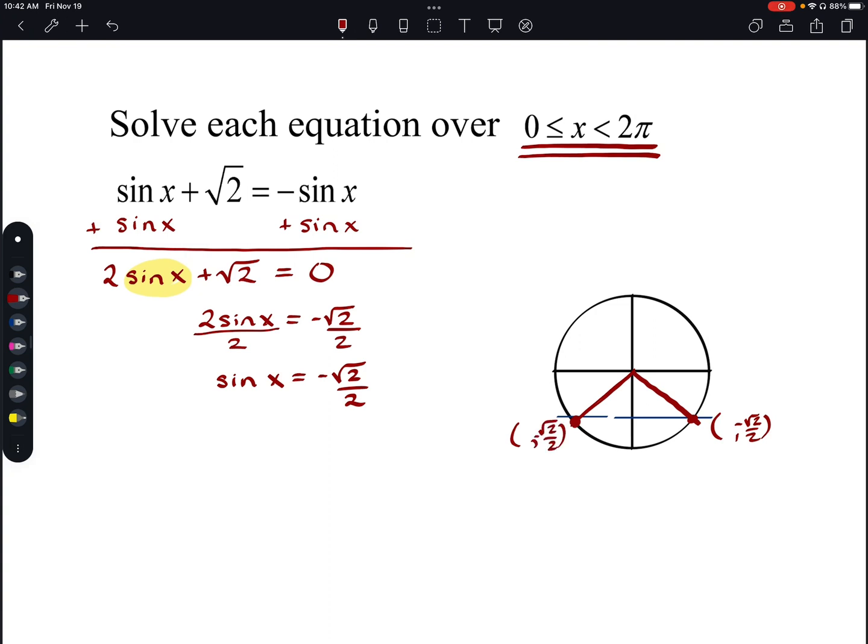Okay, so we know that this one's pi over 4, 2 pi over 4, 3 pi over 4, 4 pi over 4. So down here we know that this is 5 pi over 4. And over on this side, this was 6, so we were at 7 pi over 4. So our x would equal 5 pi over 4 and 7 pi over 4.